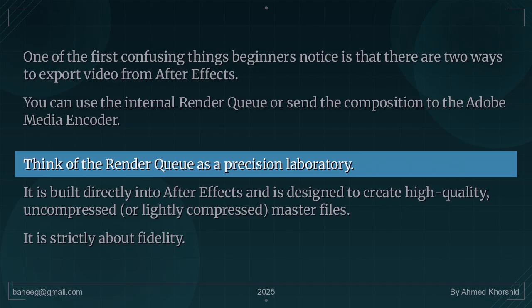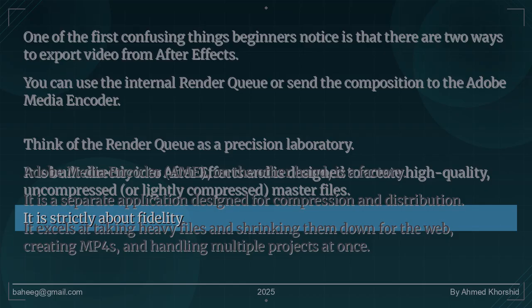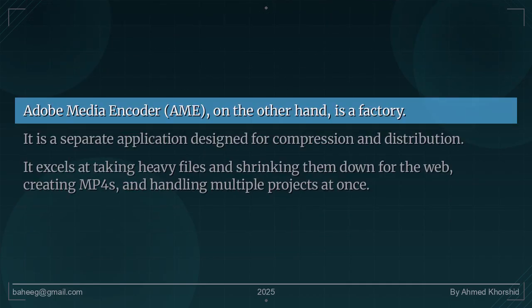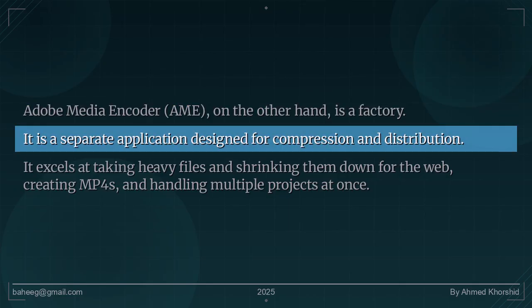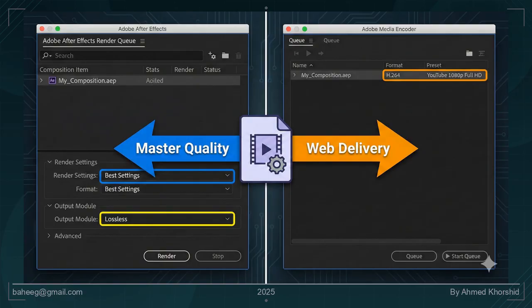Think of the render queue as a precision laboratory. It is built directly into After Effects and is designed to create high-quality, uncompressed, or lightly compressed, master files. It is strictly about fidelity. Adobe Media Encoder, AME, on the other hand, is a factory. It is a separate application designed for compression and distribution. It excels at taking heavy files and shrinking them down for the web, creating MP4s, and handling multiple projects at once.